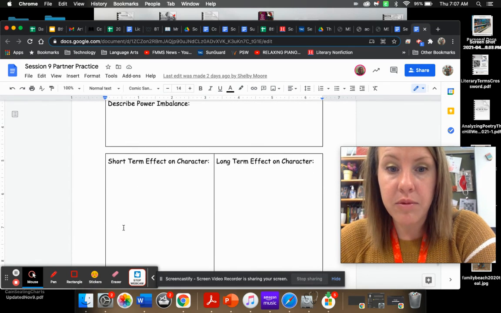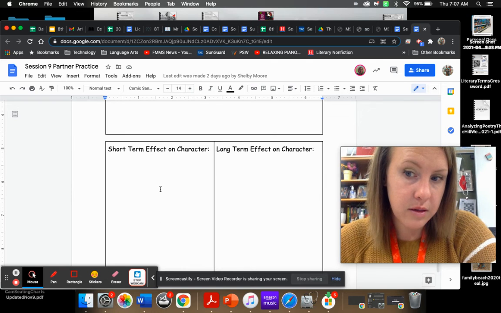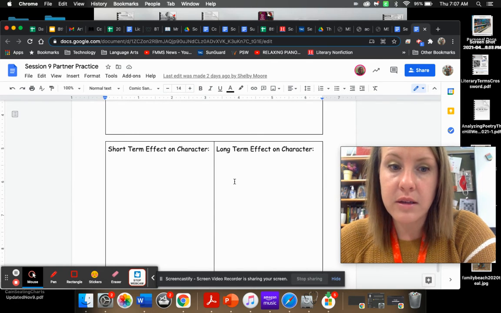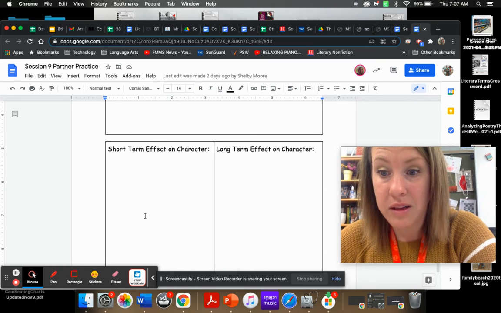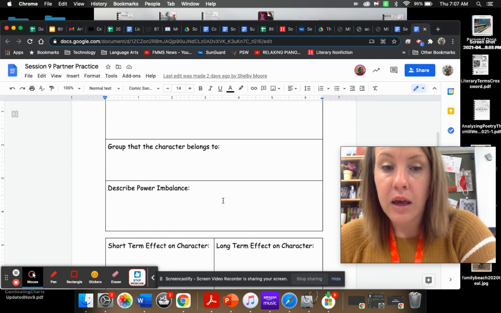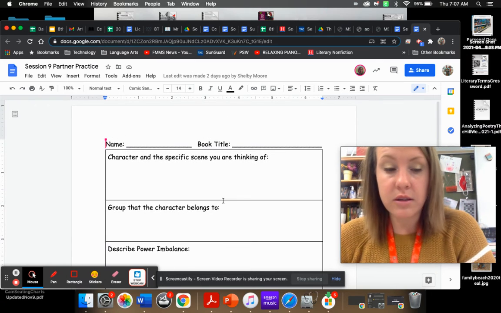And then the last thing we're going to have you do is look at the short-term effects and then the long-term effects. So what is happening right now that's going to be affecting the character, and then what could happen later that could affect that character? Okay? And that's what we're going to do today. And if you have any questions, please let me know.